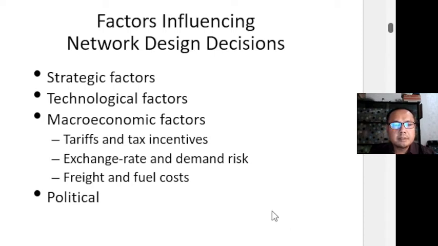Okay. And then macroeconomic factors. The macroeconomic factors include taxes, tariffs, exchange rates, and shipping costs that are not internal to an individual firm. As global trade has increased, macroeconomic factors have had a significant influence on the success or failure of the supply chain network. Thus, it is imperative that firms take these factors into account when making network design decisions. Okay.